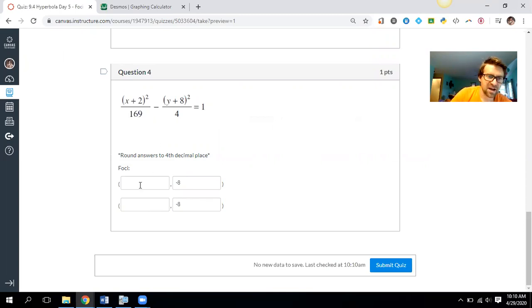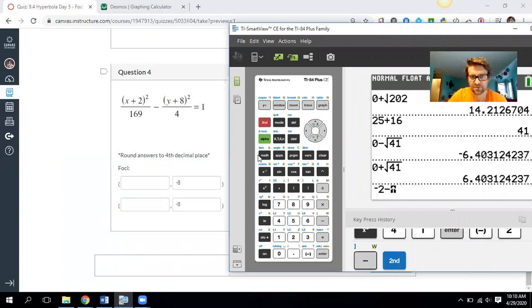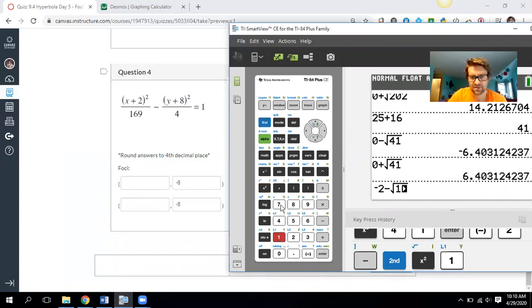Now this other number is going to be our h, which is the number subtracted from x, which in this case is -2, and then plus or minus the square root of these numbers added together. So we're going to take -2, and then subtract. If I add these together, that's 173. So -2 minus the square root of 173.